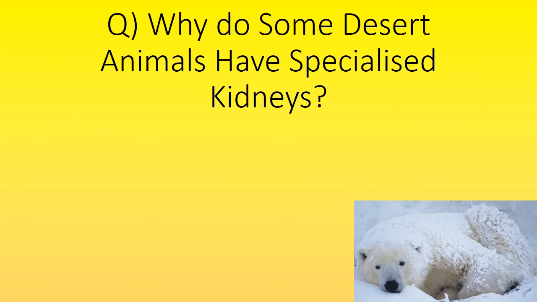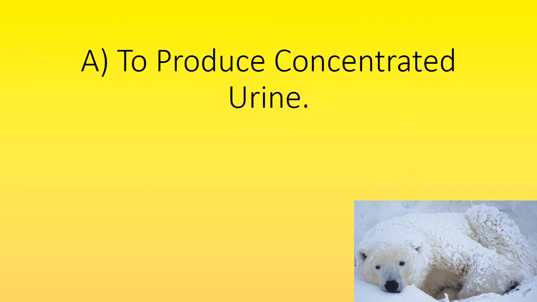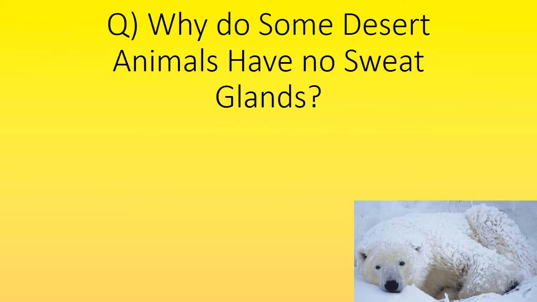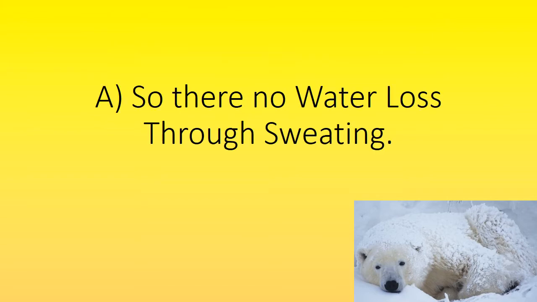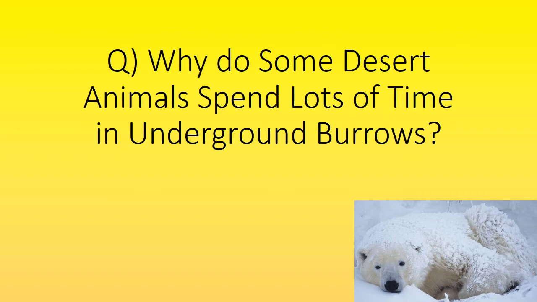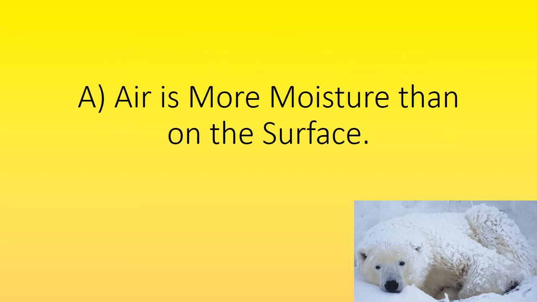Why do some desert animals have specialized kidneys? To produce concentrated urine. Why do some desert animals have no sweat glands? So there's no water loss through sweating. Why do some desert animals spend lots of time in underground burrows? Air is more moist than on the surface.